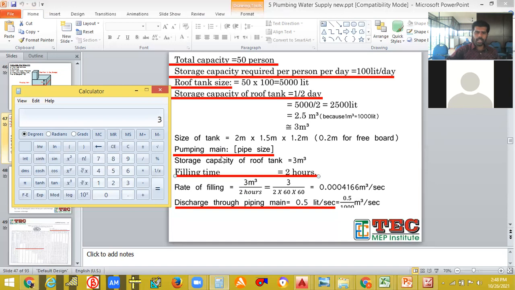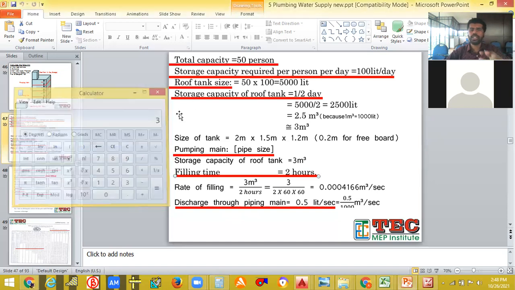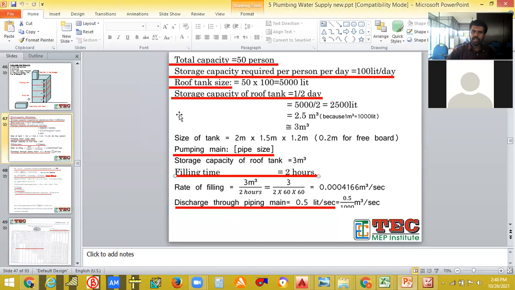So now we are dealing with pumping main pipe size. We got the overhead tank size and the underground tank size, and we have sized them. The storage capacity of the roof tank is 3 meter cube, and now for the pumping main pipe size we are going to deal with filling time. We have already seen that for small tanks, less than 5,000, the filling time can be 2 to 3 hours. So we can take 2 hours, because our tank capacity is only 3 meter cube.